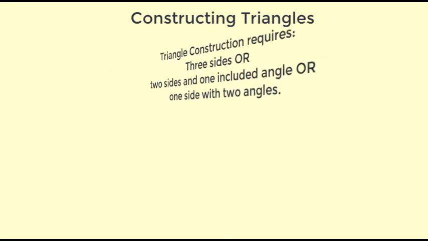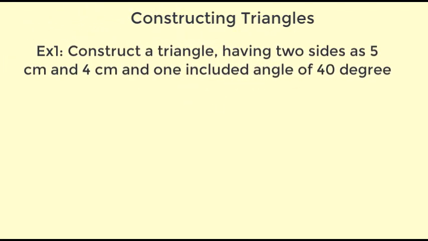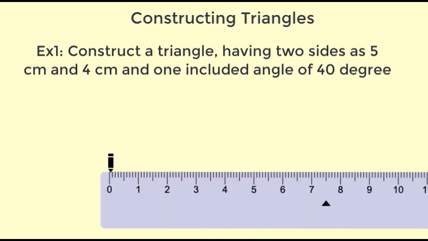Okay. And in our first example, we are given the measurement of two sides, 5 centimeter and 4 centimeter respectively, and the included angle between those two sides is 40 degree, right? So let's construct this triangle. First, using a ruler tool, let's draw one of the line segments. So I'm taking a line segment which is 5 centimeter long. Okay, we are done with that.